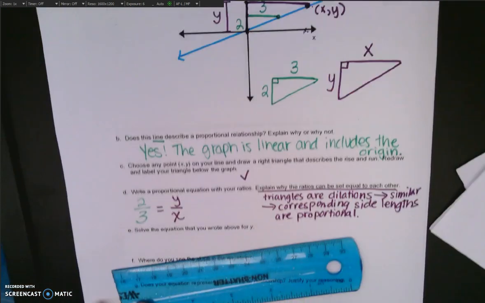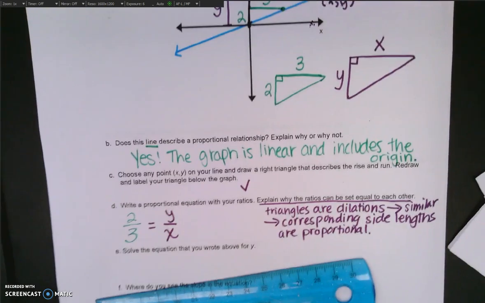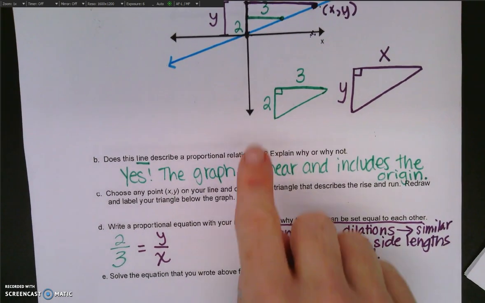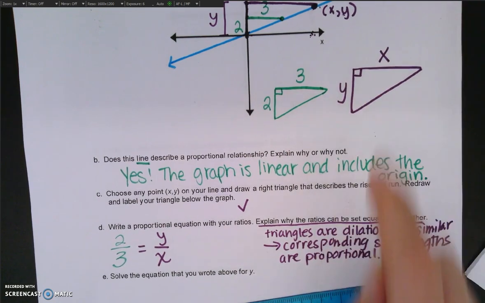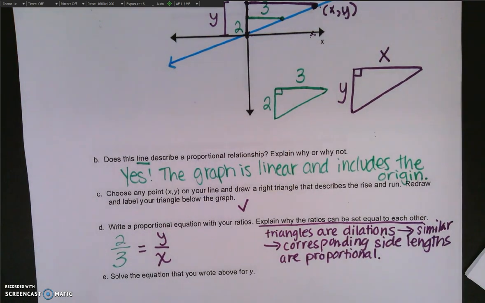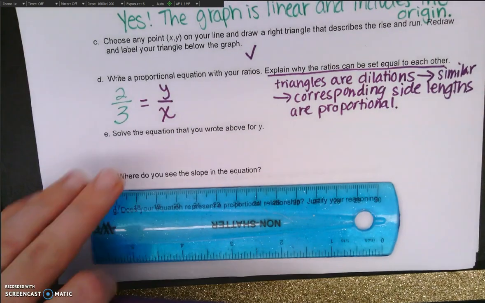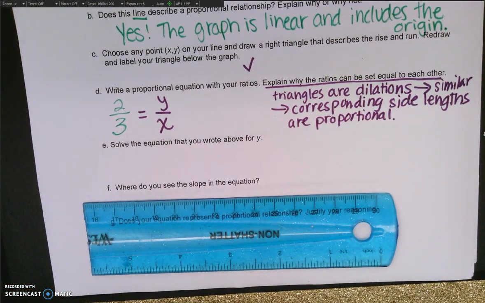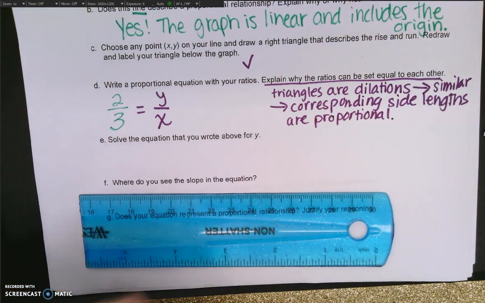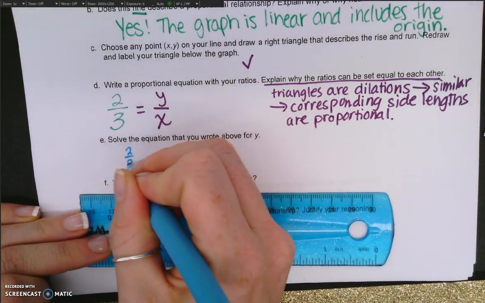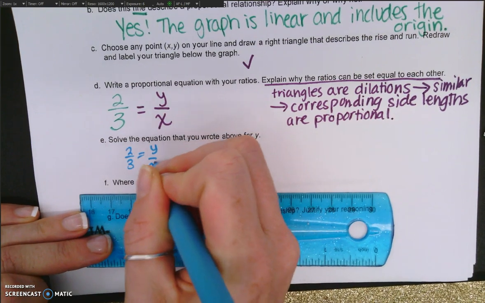Awesome job. 2 is to 3 as y is to x. Or we could say that 2 corresponds to y as 3 corresponds to x, just like our other similar figures we looked at before. Now we need to solve our equation that we wrote above for y. When we solve proportions, we use cross products, and you've been doing a really great job this module solving proportions.